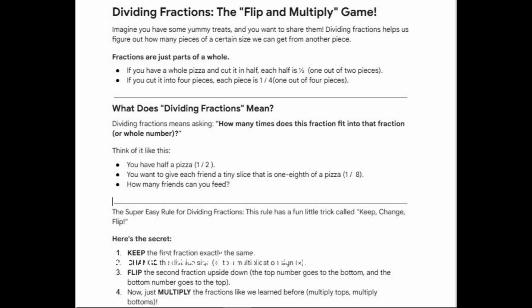This rule has a fun little trick called keep, change, flip. Here's the secret. Keep the first fraction exactly the same. Change the division sign to a multiplication sign. Flip the second fraction upside down. The top number goes to the bottom, and the bottom number goes to the top. Now just multiply the fractions like we learned before. Multiply tops. Multiply bottoms.